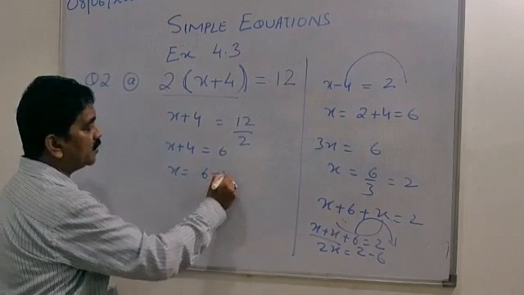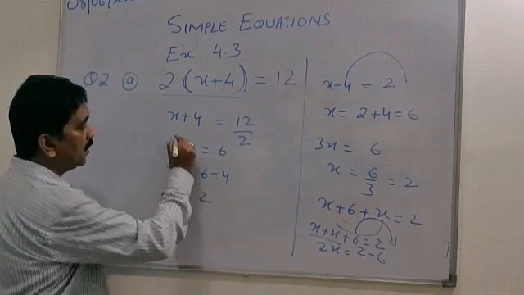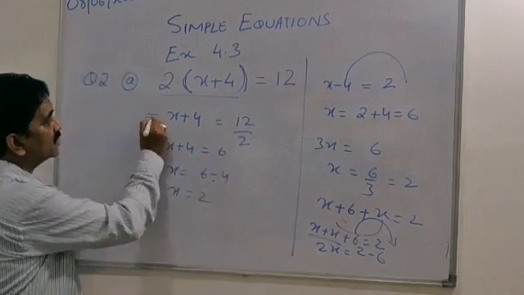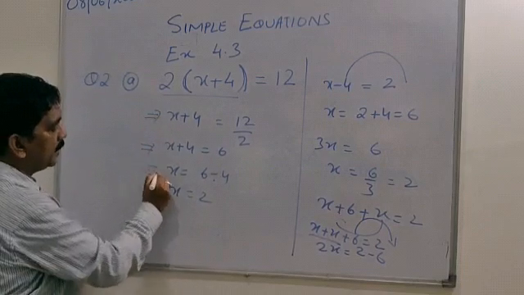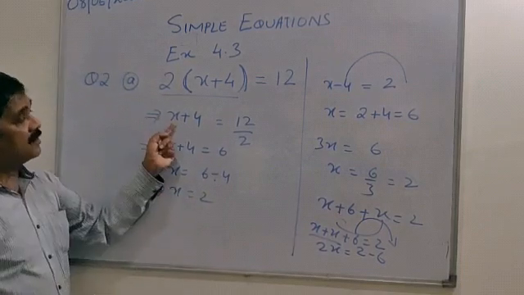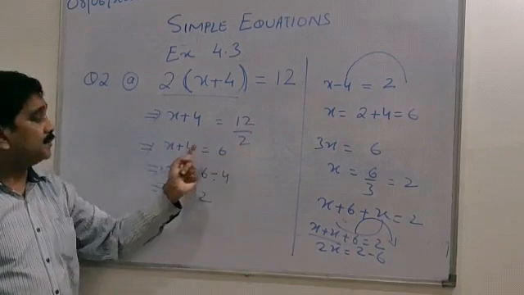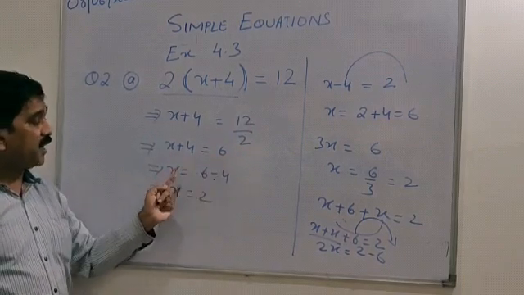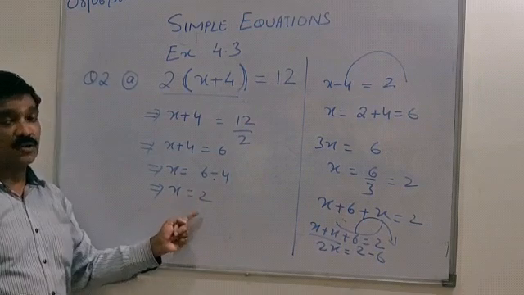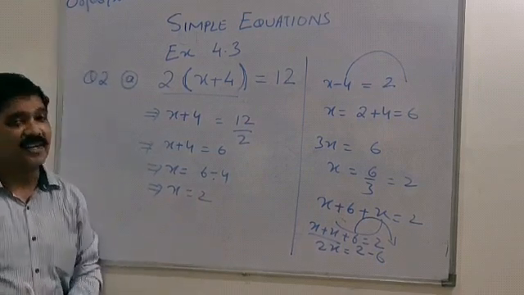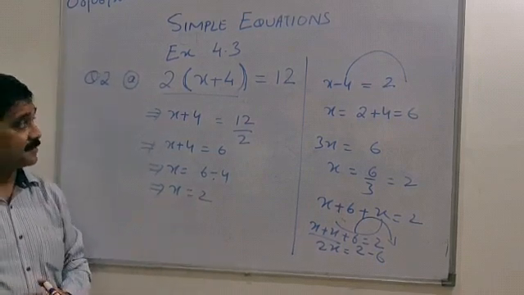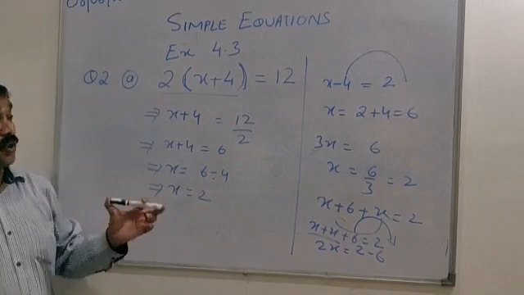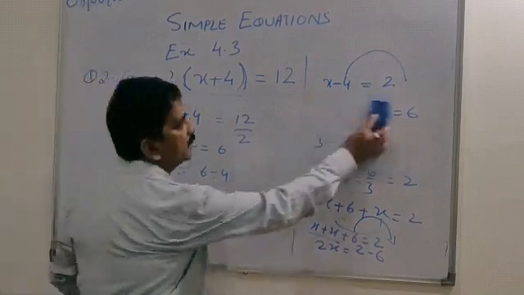x is equal to 6 minus 4, the answer is 2. Plus 4 becomes minus 4 on this side. So this implies x plus 4 is equal to 12 divided by 2. x plus 4 is equal to 6. So x is equal to 6 minus 4. x is equal to 2. So this is how we get the value of x. Now let me talk about the other method.